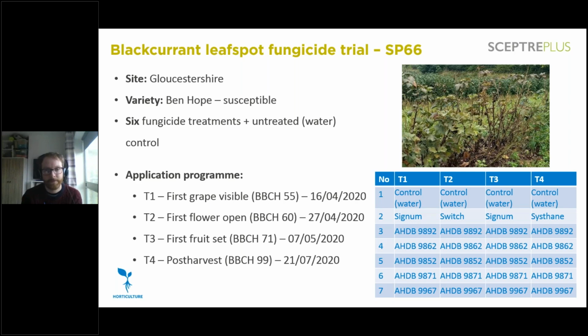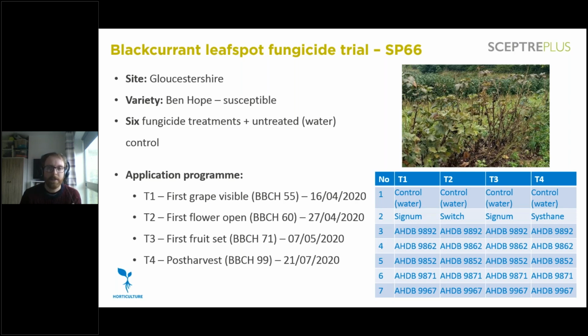And they were applied roughly every 10 days, with the first treatment applied when the first grape was visible, the second when the first flower was open, the third at first fruit set, and then the 4th application was done post-harvest. And this was done on the 21st of July, but the crop was harvested on the 16th of July, so about 5 days after harvest. And that is one of the key times that needs to be targeted for effective management.